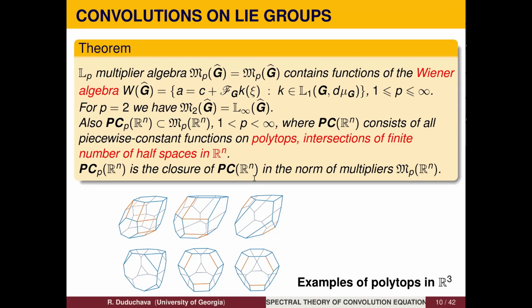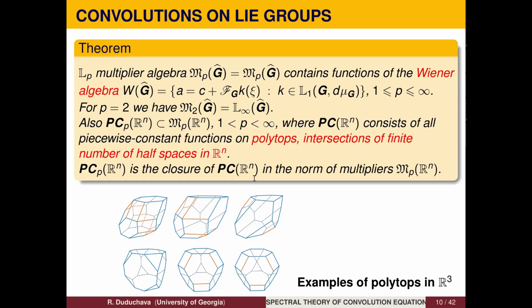An important subset of the multipliers is the class PCP. PCP we call the functions which are the closure of PC functions, piecewise continuous functions. That's the acronym of piecewise continuous. Piecewise continuous functions are closed in the norm of the multiplier class.